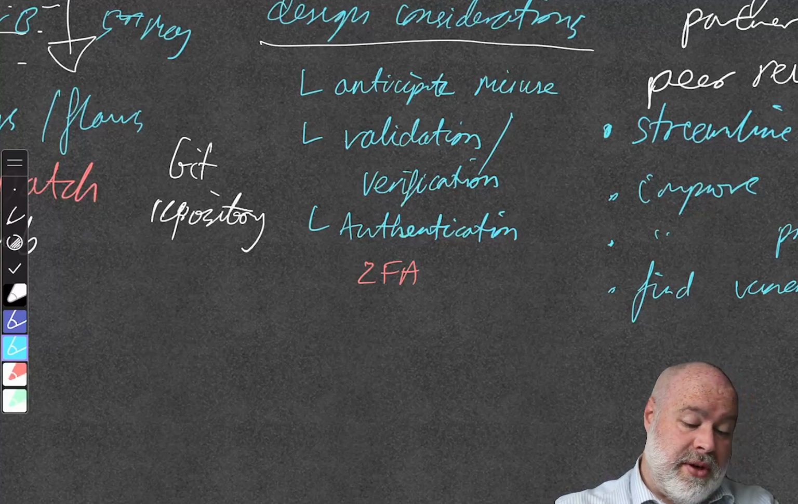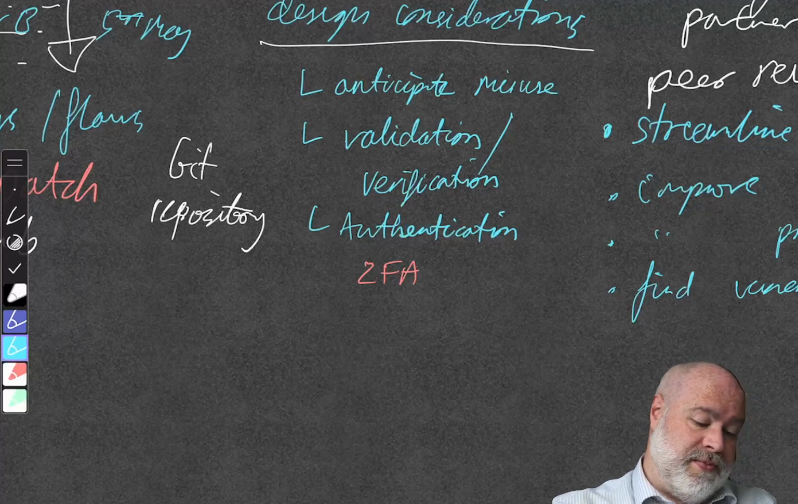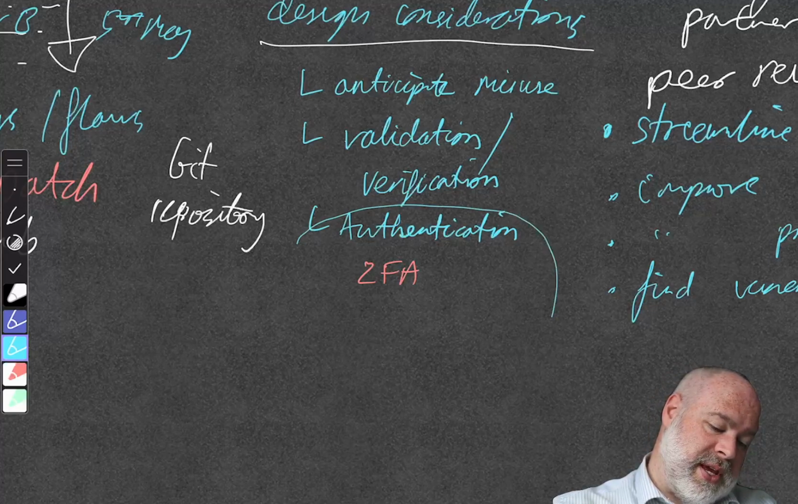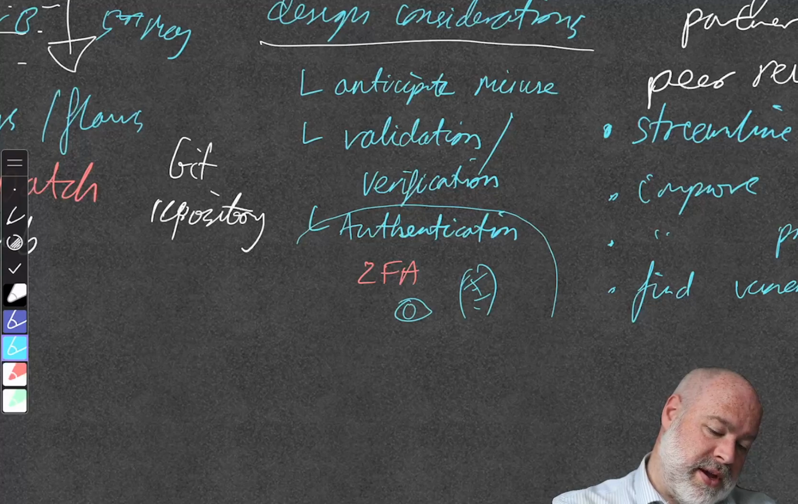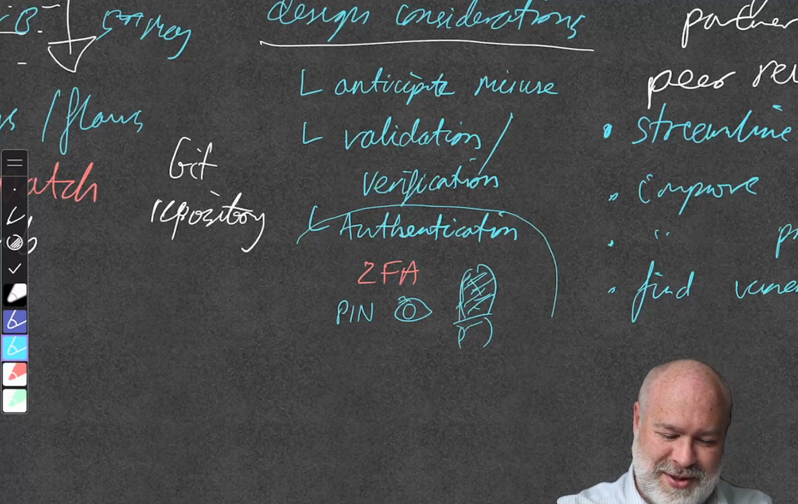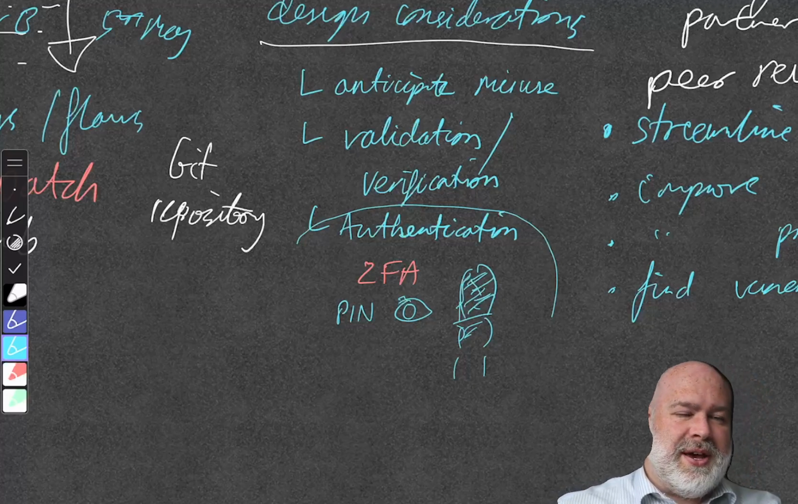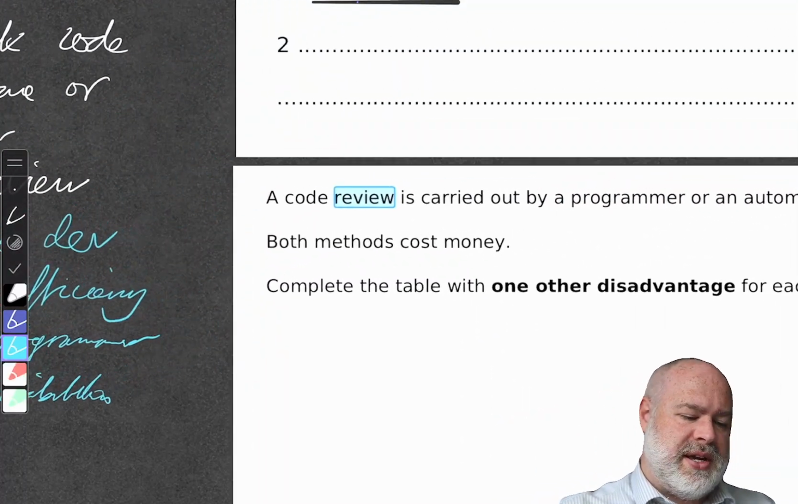PIN numbers obviously are still in use for authentication, user ID, biometrics. So these are all part of authentication. You might have someone's fingerprint, you might have an eye, you might have a PIN number, all sorts of different methods there. That is a finger I've drawn. Sorry, that's not a very good drawing, is it? Oh well. So let's look at an exam style question.